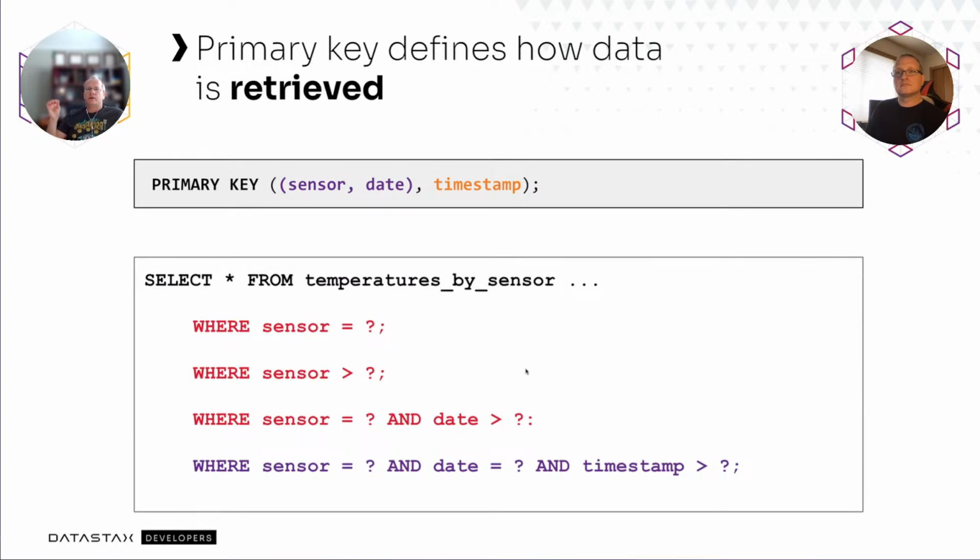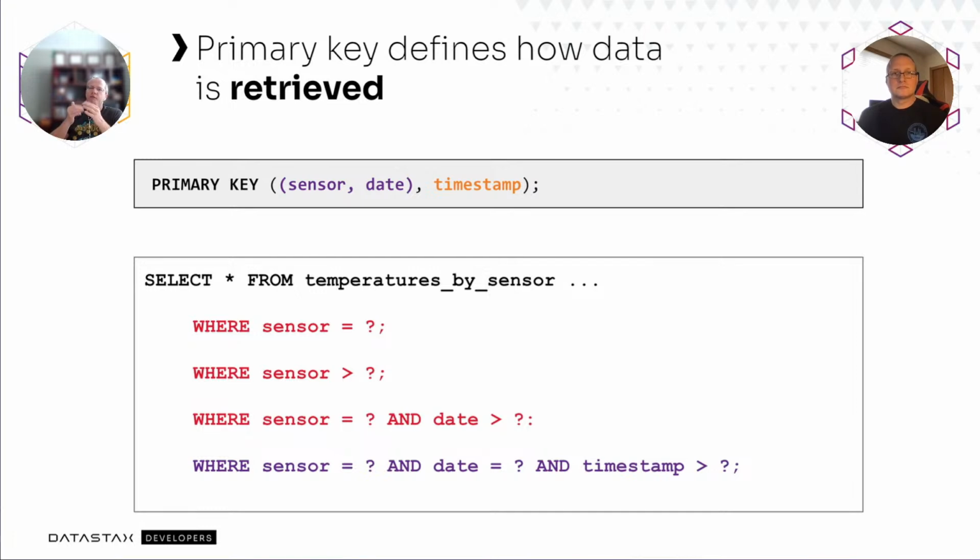Besides that, it is very important to understand that the primary key defines how data is retrieved. So you can only retrieve data based on how you define your partition key and clustering key. When you define the primary key, you're thinking about how you're going to use a table, how you're going to query that table. So for this example that we have, sensor and date as a partition key, timestamp as a clustering key, we have the following patterns.